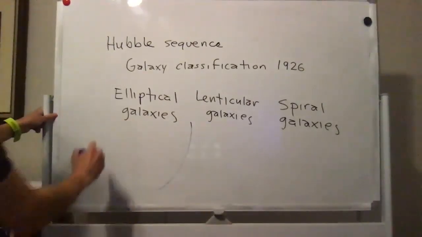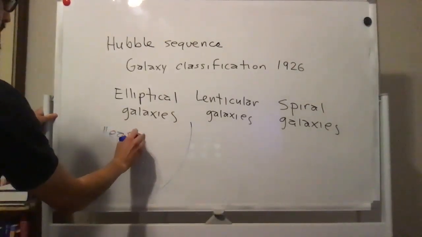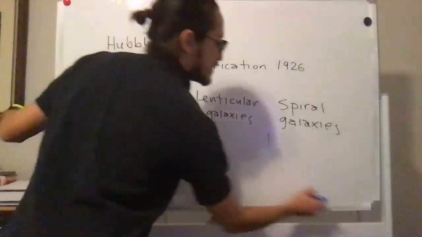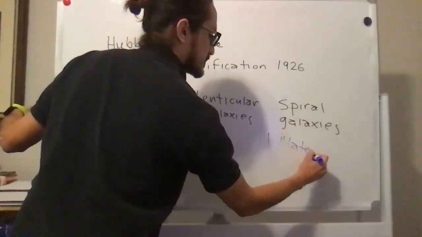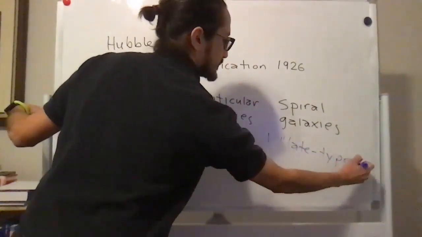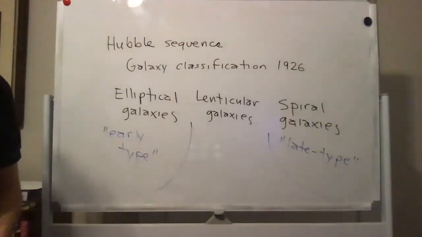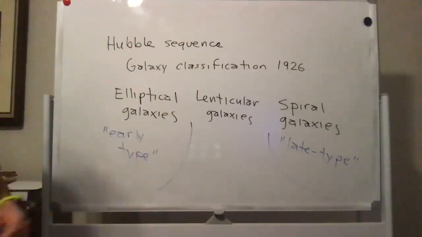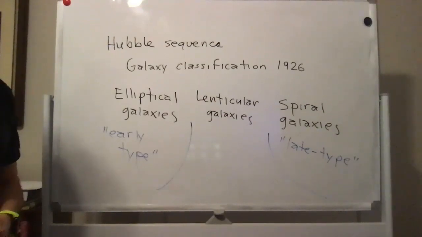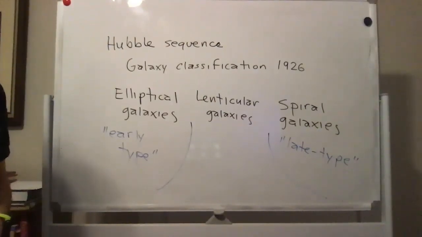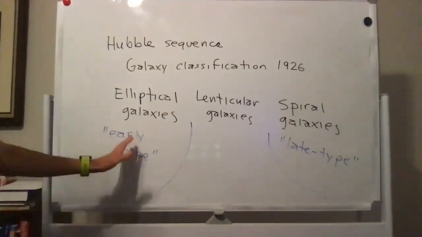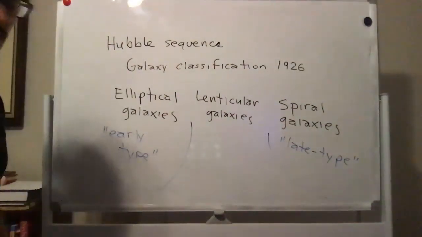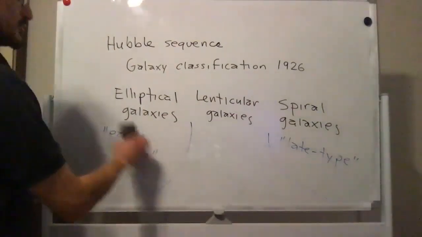So elliptical galaxies are called early type. And spiral galaxies are called late type. Hubble did say, quote unquote, "The nomenclature refers to position in the sequence, and temporal connotations are made at one's peril." So there's really no early or late type. You know, most galaxies were formed at the same time. But we'll see why they're called like that.